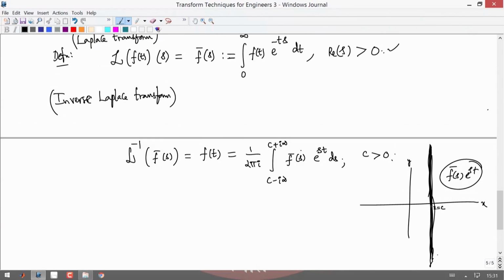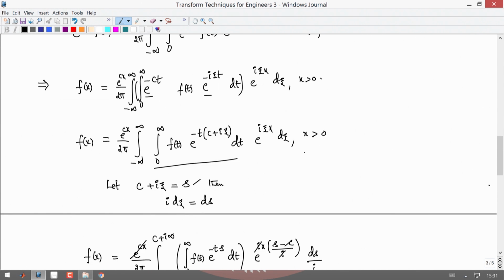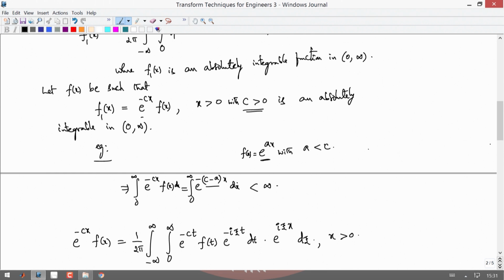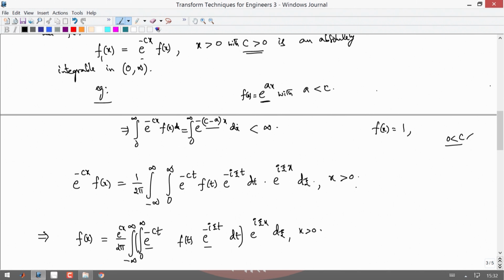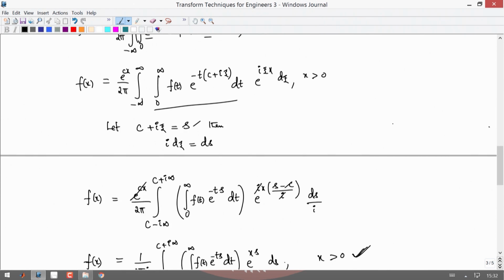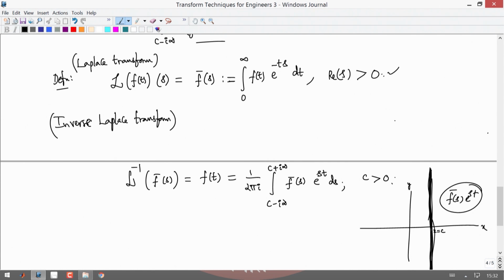Okay. So, again, if your function f of x is, let us say, with a equal to 0, a constant, which is not an absolutely integrable function, but f of x into e power minus cx, where c is positive, is an absolutely integrable function, then you have this, okay, c is positive. Okay. So, then you have the same thing. So, you have this Fourier-Laplace transform and its inverse transform. Okay.